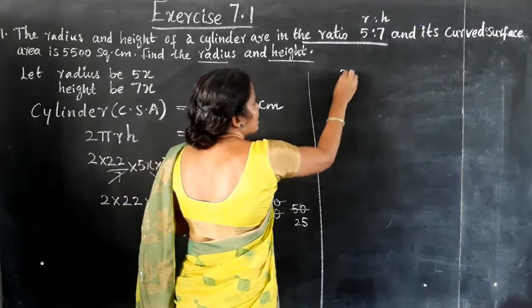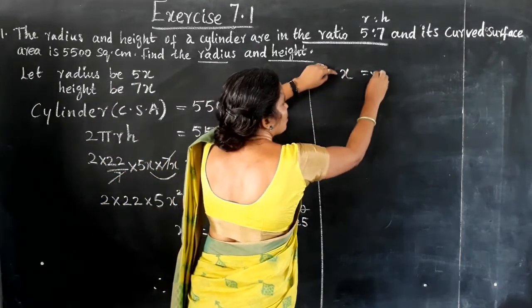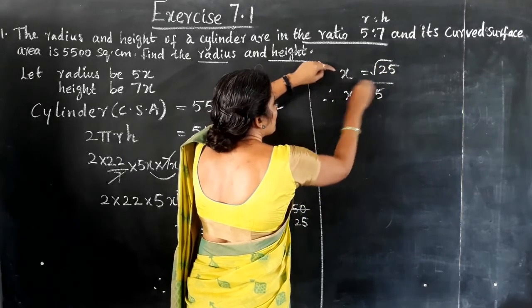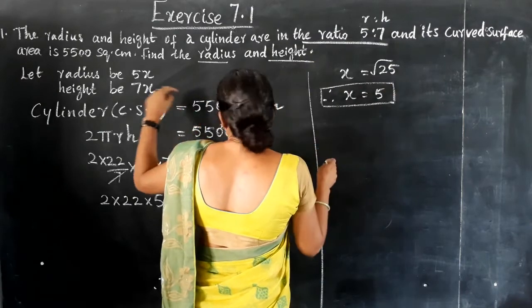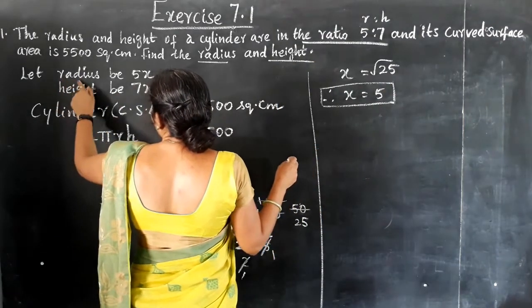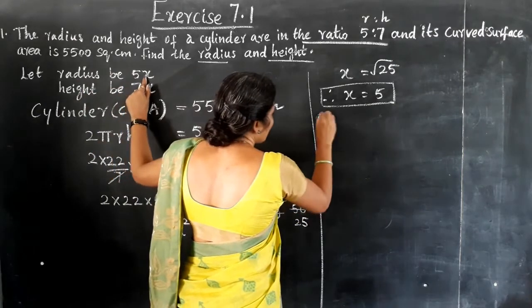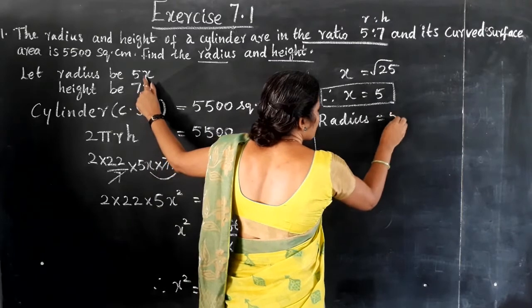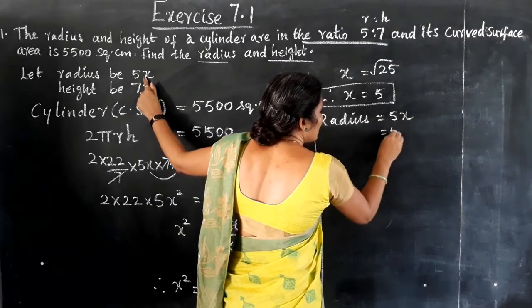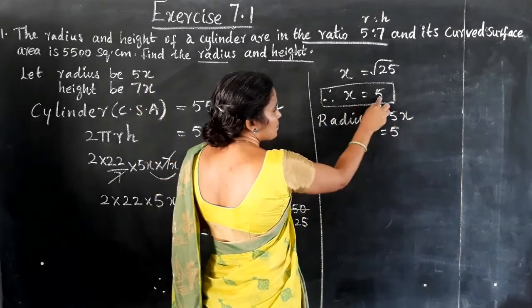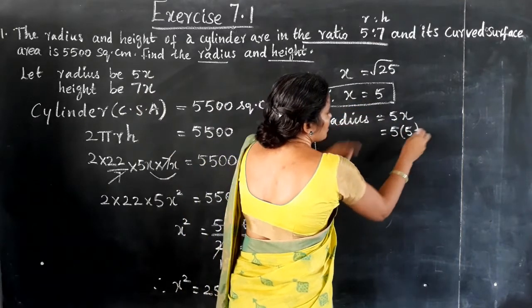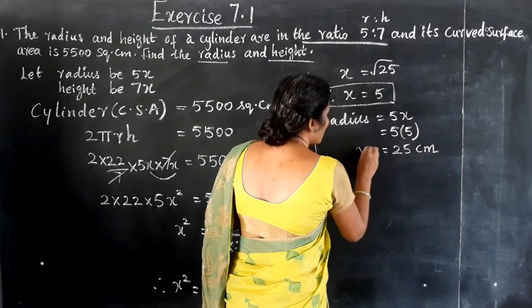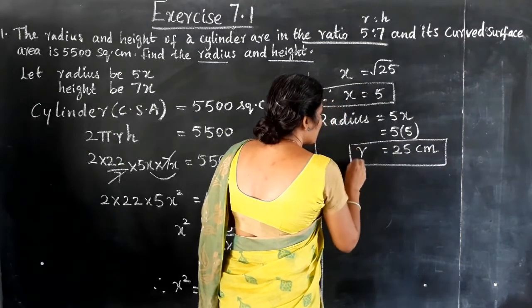So x is equal to the square root of 25, therefore x is equal to 5. So the value of x is equal to 5. Now we have to apply it for the radius, 5x. So the radius is given as 5x. So 5 into the value of x, which is 5, is equal to 25 centimeter. Therefore r is equal to 25 centimeter.